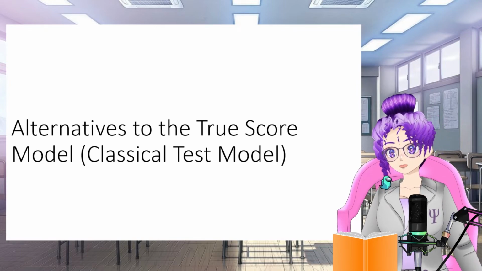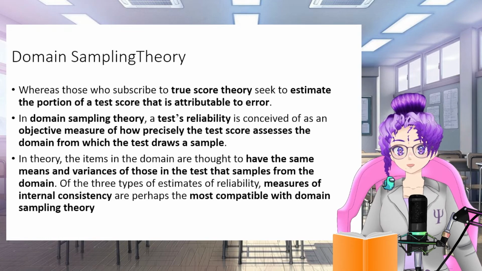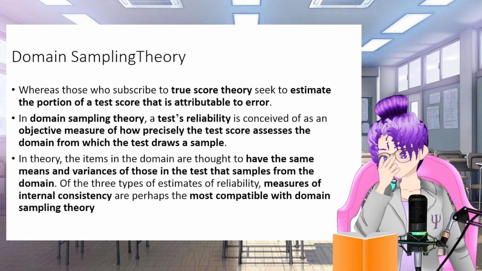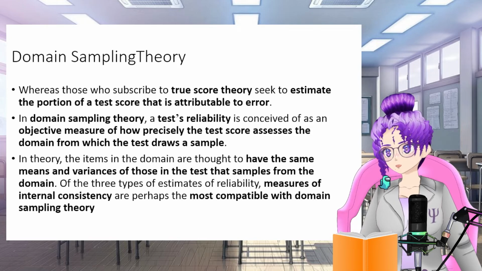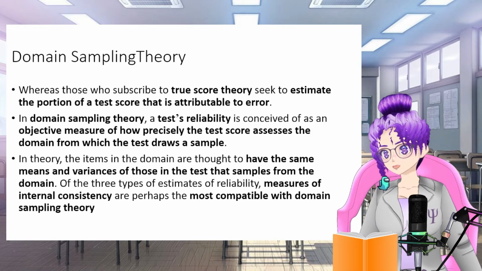So what are the alternatives to the true score model? We have here the domain sampling theory. Whereas those who subscribe to the true score theory seek to estimate the portion of a test score that is attributable to error, in domain sampling theory, test reliability is conceived as a measure of how precisely the test score assesses the domain from which the test draws a sample.